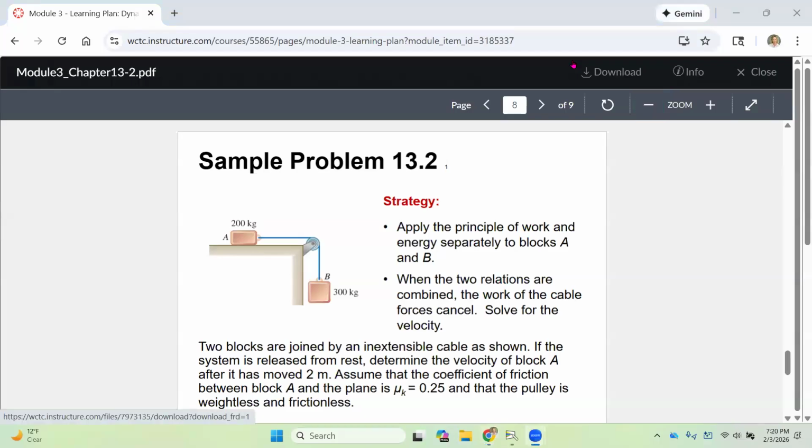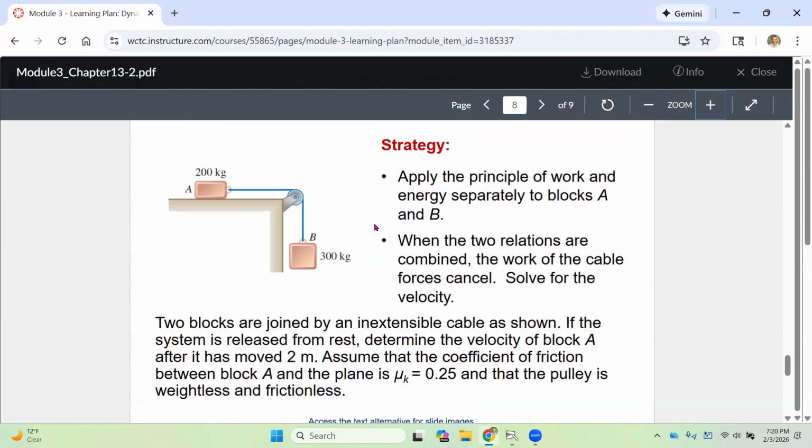Okay, the second example we're going to do here in chapter 13 is going to be 13.2. And 13.2, I'm going to zoom in here a little bit. We are going to be looking at the two blocks over the pulley system that you see here. They are joined by a cable as shown. If the system is released from rest, determine the velocity of block A after it has moved 2 meters, okay?